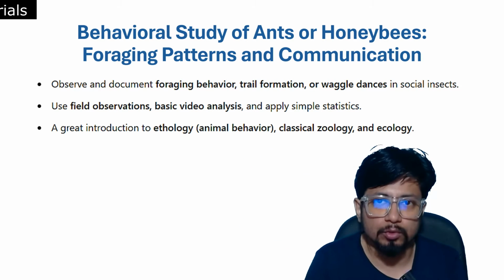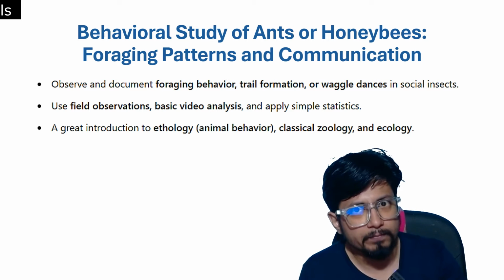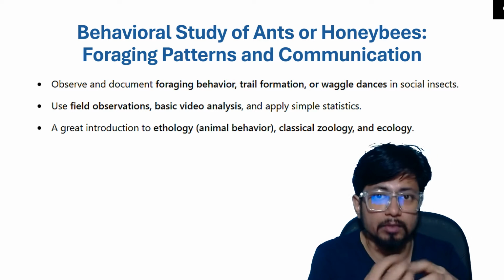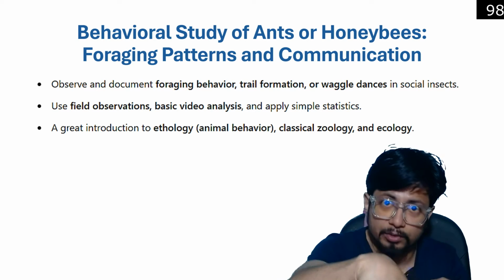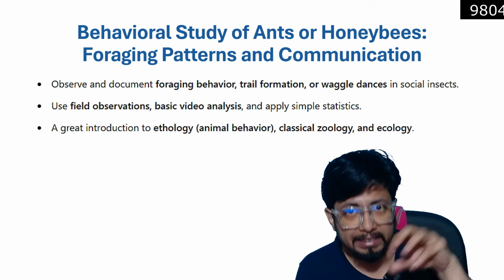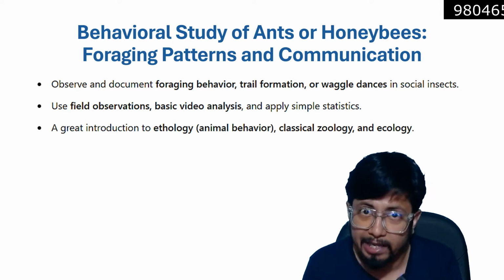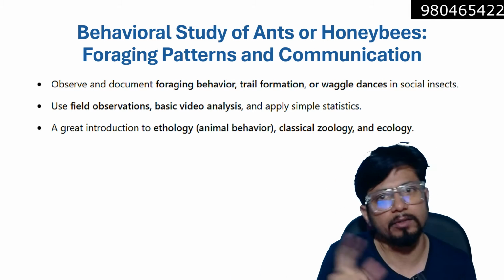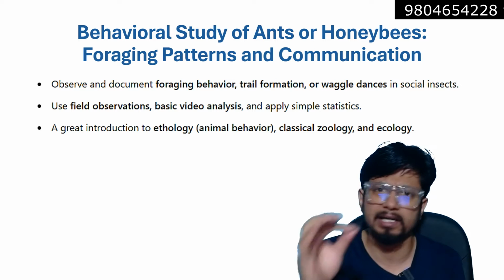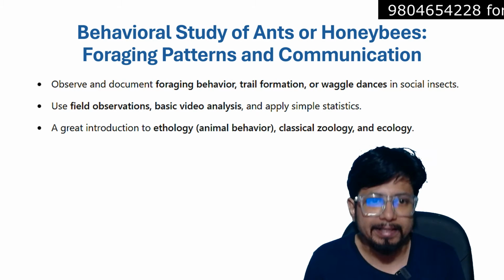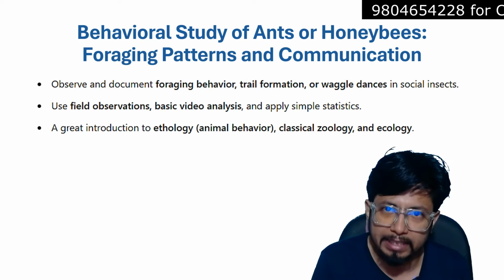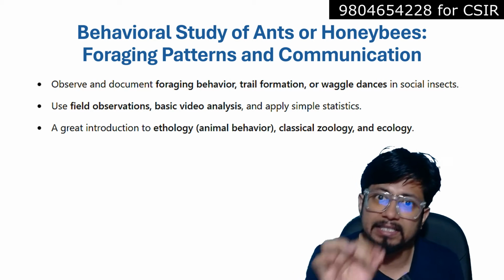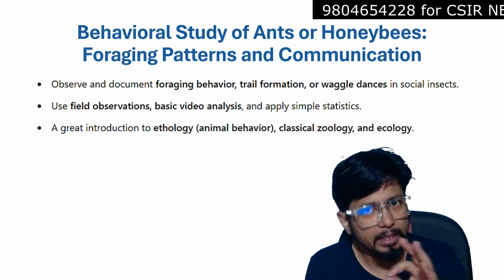And what we need to do in order to manage our population, we can learn from their population, how they control their population size, how they control their behavior, how they control their altruistic nature. We can implement that in our human population to have a better social life. Use field observation, you need to have a basic video analysis, and you also need to use statistical analysis, so a little bit of biostatistics will be involved. It is a great introduction to ethology, that is animal behavior, and classical zoology, and also a part of ecology is involved in this particular study.